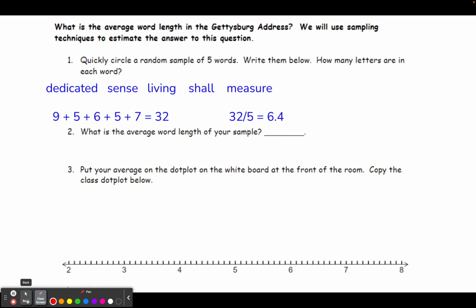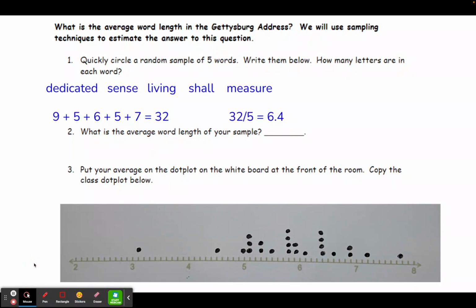Because we're not in a traditional classroom setting, I'm going to show you the dot plot that I got from a group of 25 students when we conducted this activity last year. You can go ahead and pause the video and copy down that dot plot.